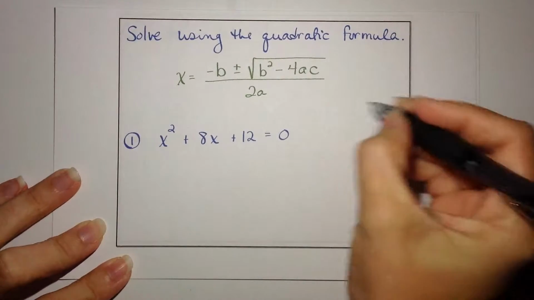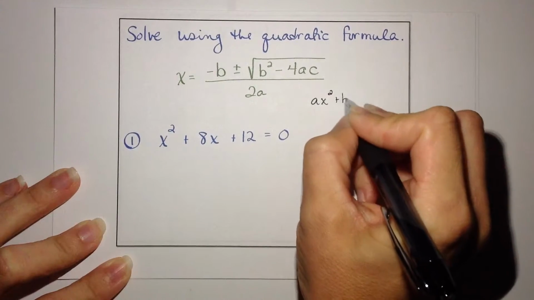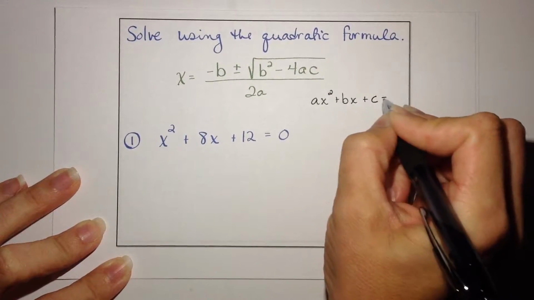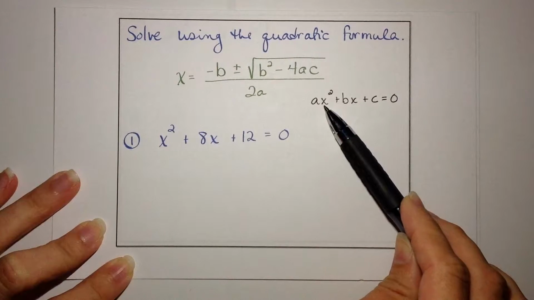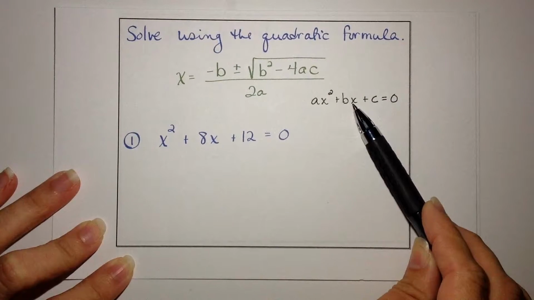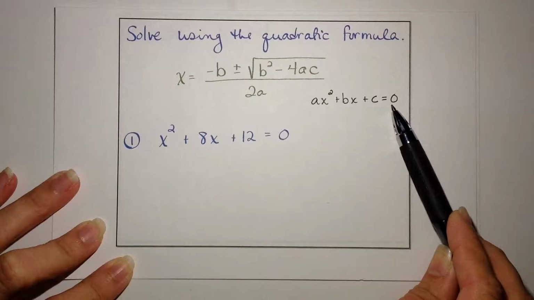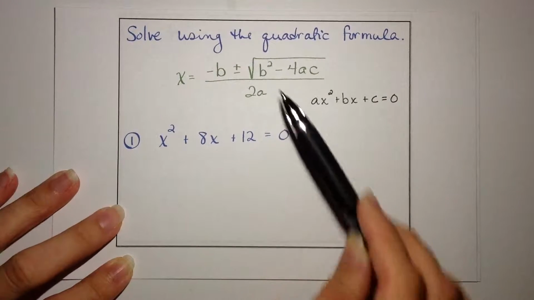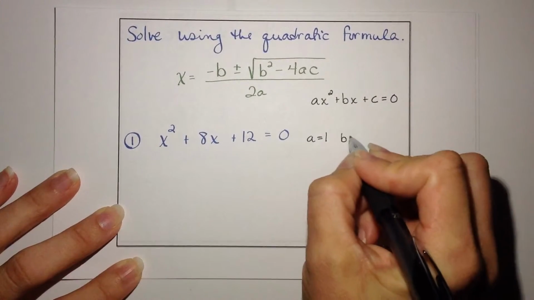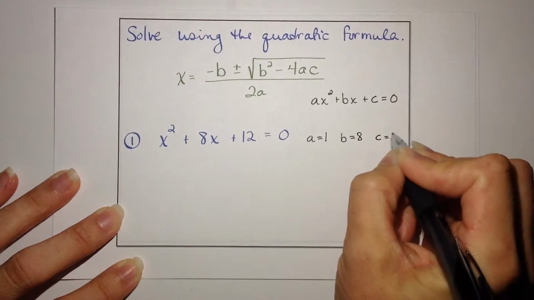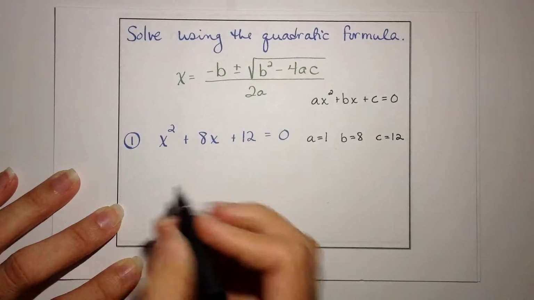Now the A, B, and C, just a quick reminder, when your quadratic is in standard form, as I had given you on a previous lesson, the A is always going to be the coefficient of x squared, B is the coefficient of x, and C represents your constant. So you would always want to have your equation in this form in order to use your formula. So for this particular problem, my A value is 1, my B value is 8, and C is 12. So we just need to take these values and substitute into this formula.